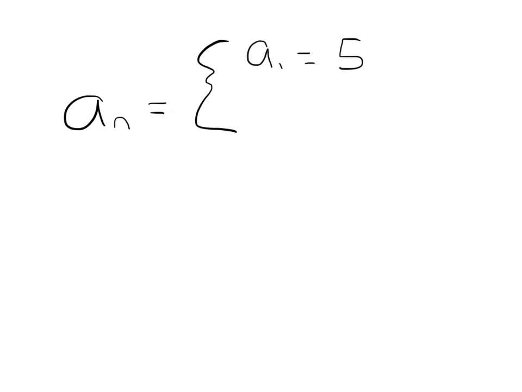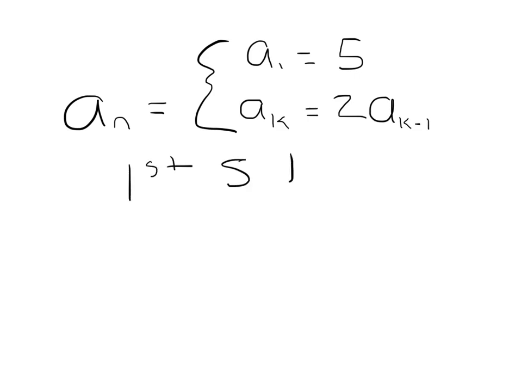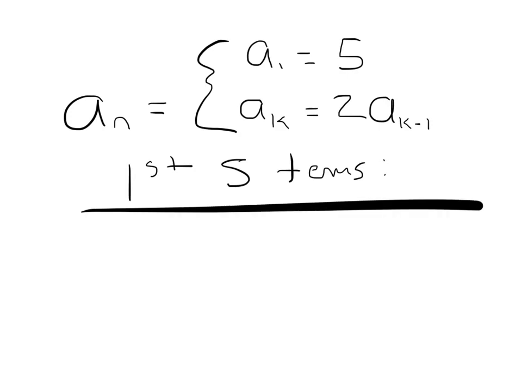Let's do one more real quick. Let's say that for the nth term of a particular sequence, if you're trying to find the first term, you should use the number 5. And if you're trying to find the kth term, then you should do 2 times the term in front of k. Pause the video now and see if you can find the first 5 terms.